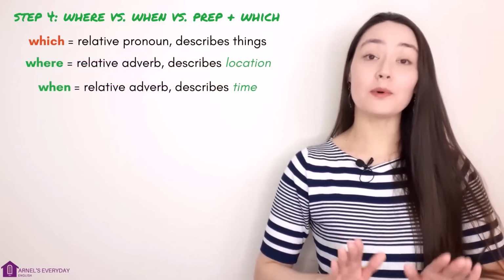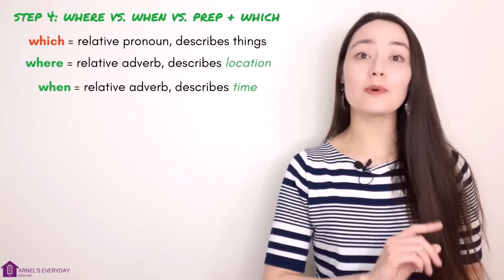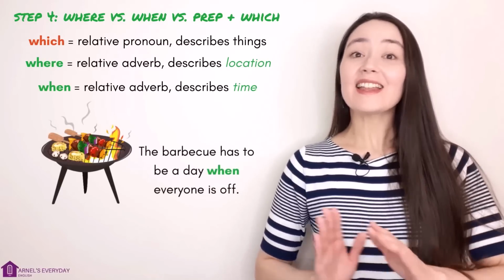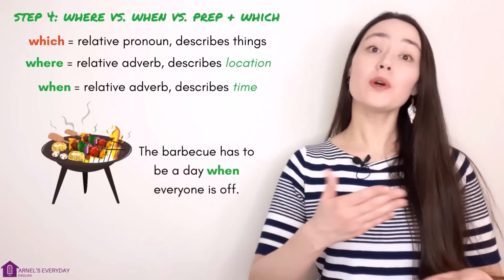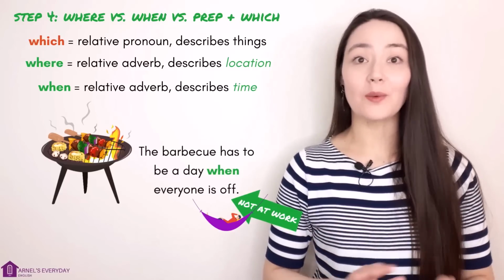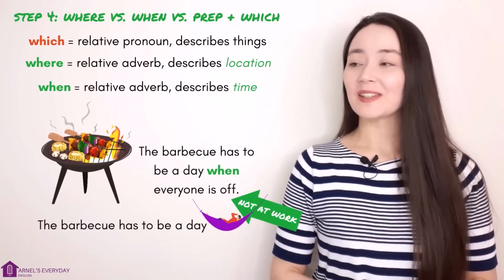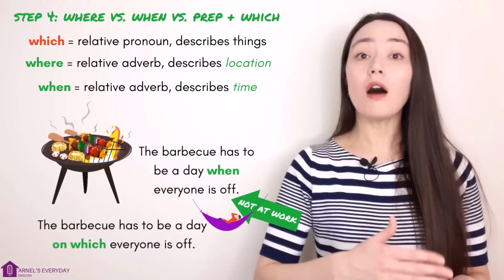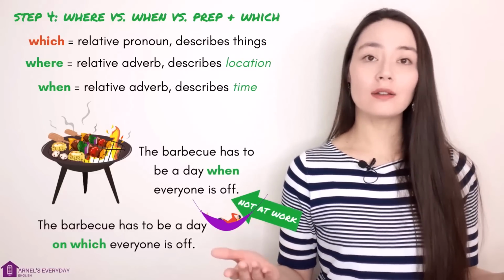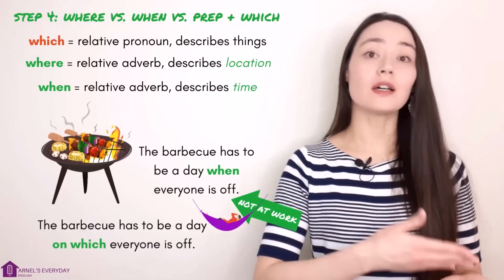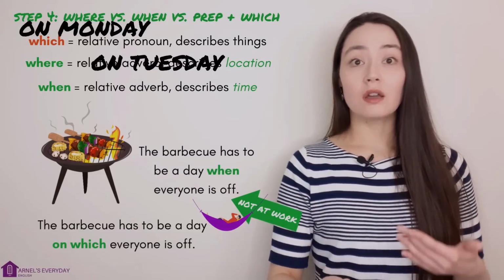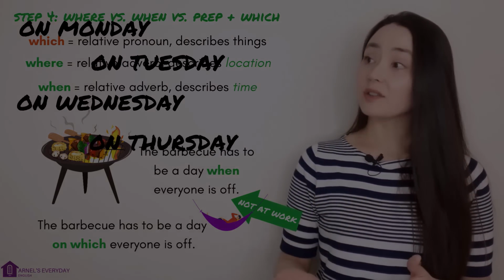Okay, last example in part 4. Let's do one example with when, time. The barbecue has to be a day when everyone is off. Off means not at work. The barbecue has to be a day on which everyone is off. Why do I choose on? Because things happen on a day. On Monday, on Tuesday, on Wednesday, on Thursday.